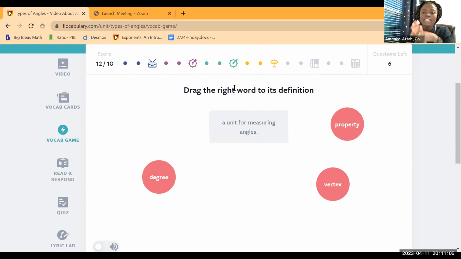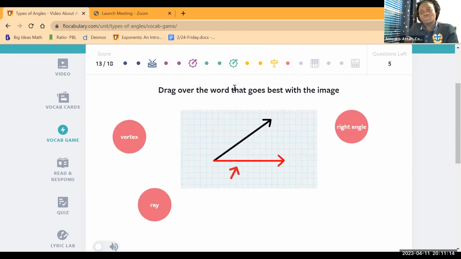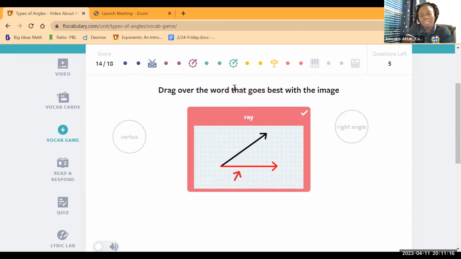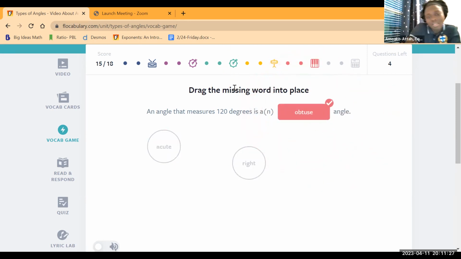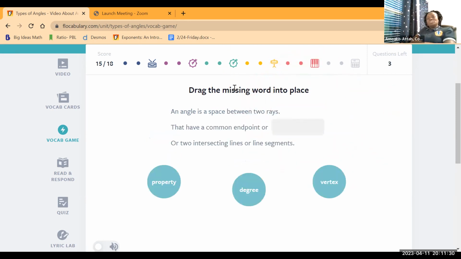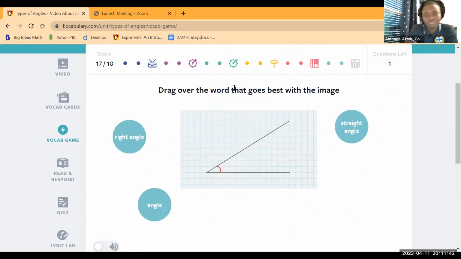Okay. A unit for measuring angles is called a degree. Excellent. How do you call this? This is a ray, right? Okay. An angle that measures 120 degrees. 120 degrees is more than 90 degrees, but less than 180, which is still an obtuse angle. Okay, an angle is a space between two rays that have a common endpoint or vertex. An attribute, quality, or trait is called a property.